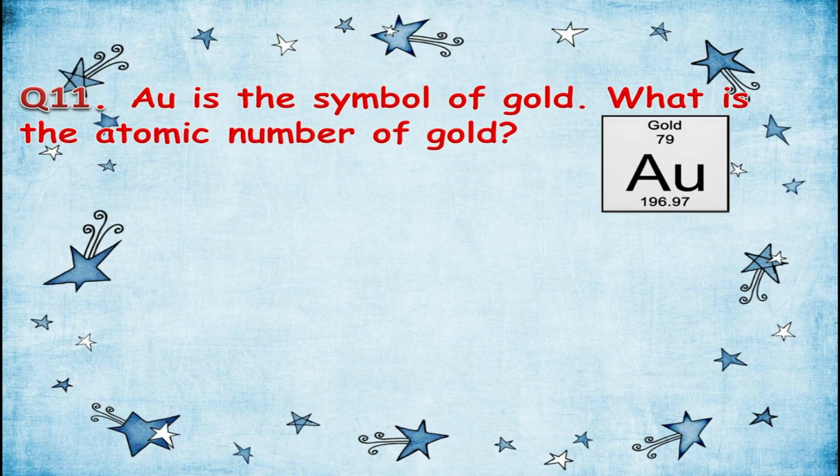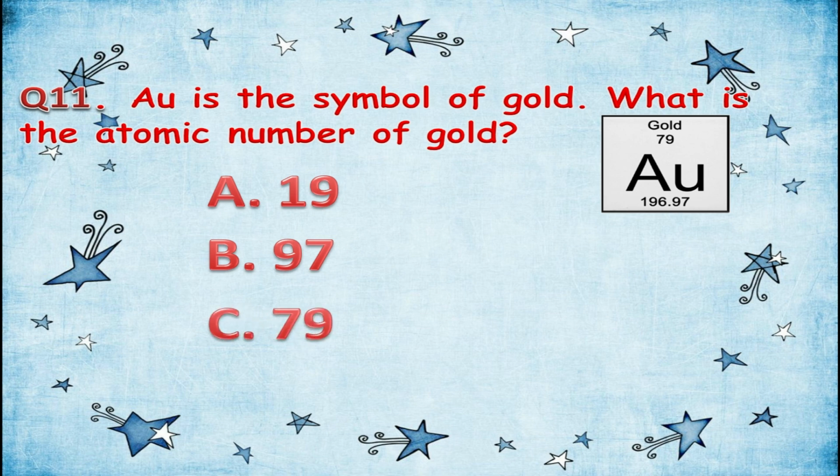Question number 11 is: Au is the symbol of gold. What is the atomic number of gold? Option A 19, option B 97, option C 79 and option D 196. Your time starts now.